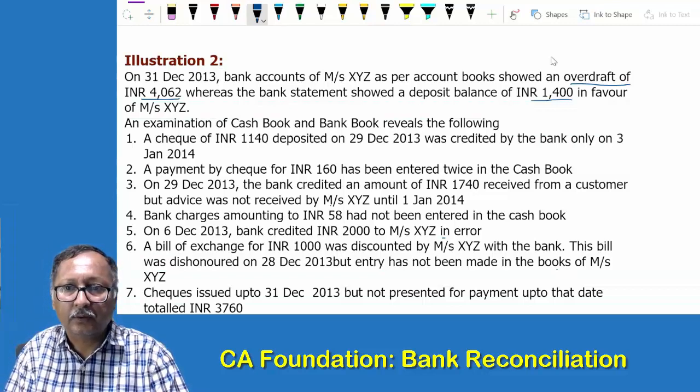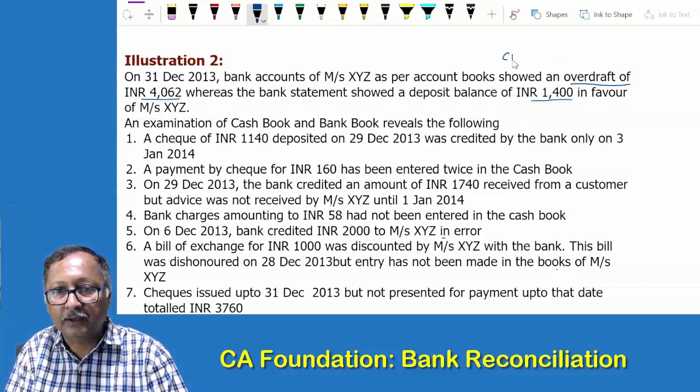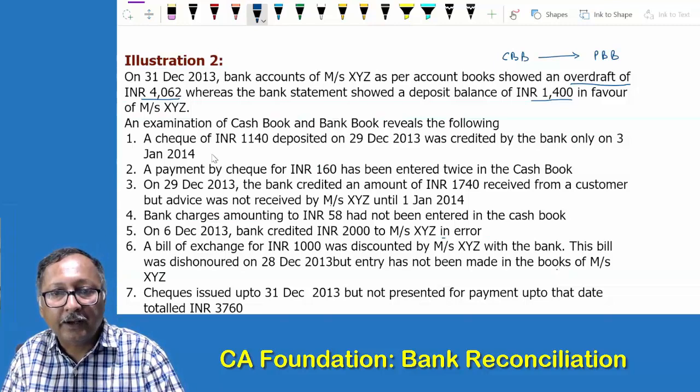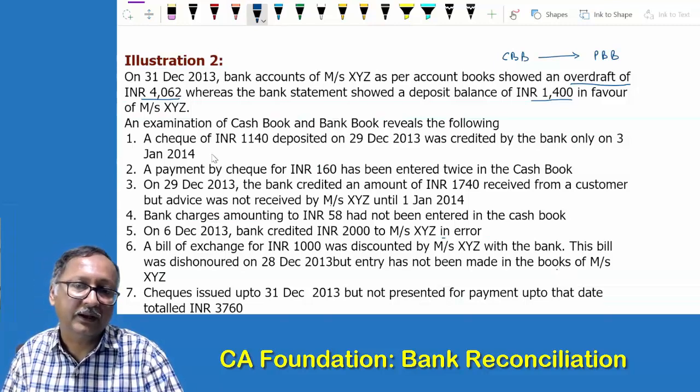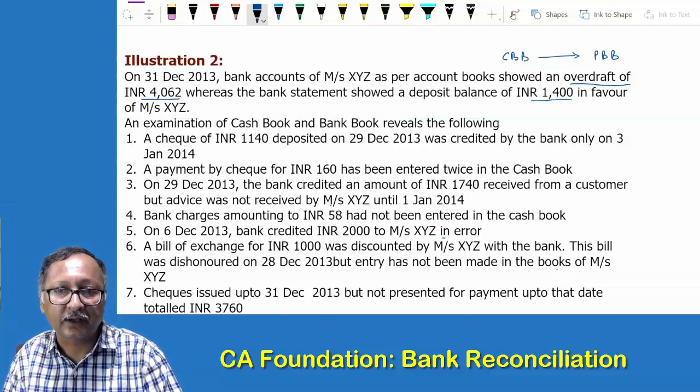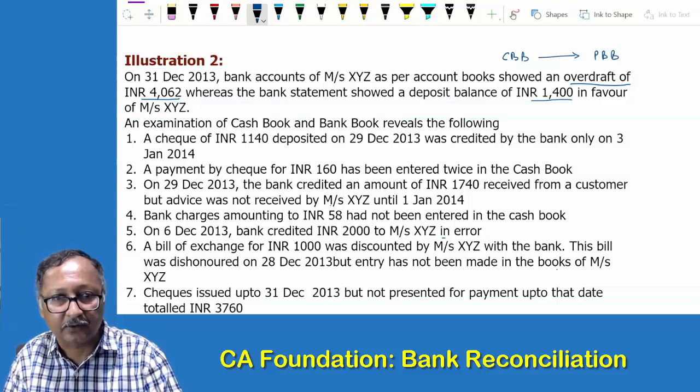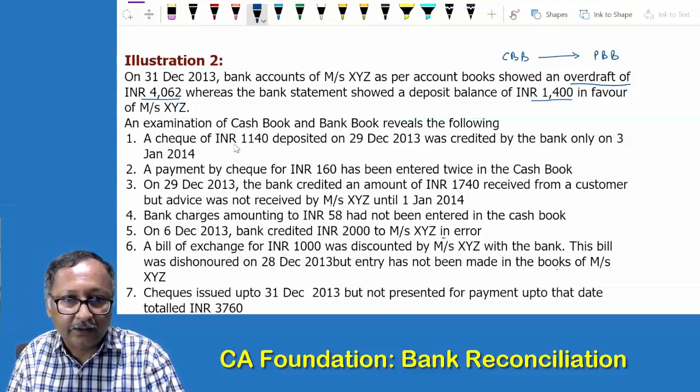So here what we are going to do is start with the cash book balance and then try to arrive at the passbook balance. Our starting book will be the cash book and the other book will be the passbook. Since we will be doing the adjusted cash book, we will try to find out which items are basically errors or entries done by the bank directly in the passbook which require an entry to be passed. Those entries we will take into the adjusted cash book. So let's read the items.